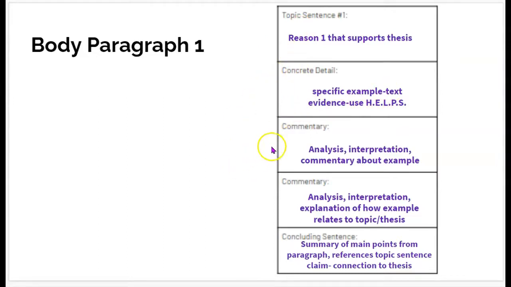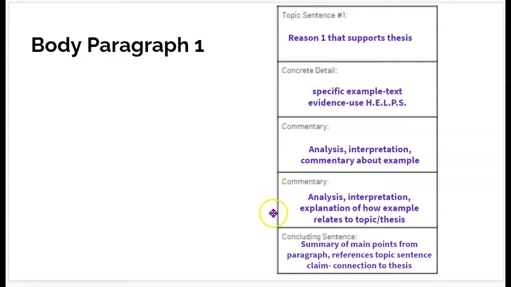After that concrete detail, you will include commentary, just like you do for your 8 paragraphs. Does this look familiar? It's like answer, prove, explain. Yes, those go together. So in your 2 sentences of commentary, each one of these boxes represents a sentence. You're going to give your analysis or your interpretation about that example.